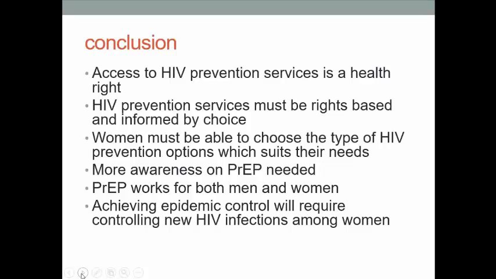So in conclusion, what I'm saying is that access to HIV prevention services is a health right, it's a human right, and HIV prevention services must be rights-based and informed by choice. Women must be able to choose HIV prevention interventions that actually suit their needs, and that would put them in control of their own health. And PrEP works for both men and women. As I said earlier, we cannot achieve epidemic control if we are not able to control new infections in women. And we cannot control new infections in women if they don't have access to HIV prevention options which put them in control of their own health.